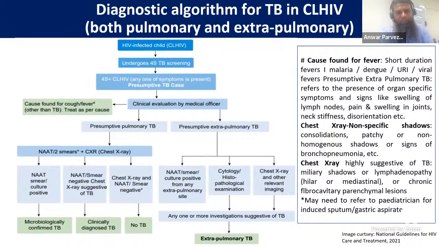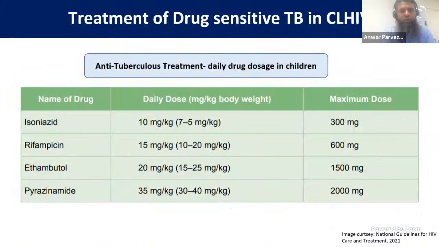And if there is presumptive extrapulmonary TB, again, CBNAAT is helpful if you can get the sample and send it for testing. If not, then in some situations, we rely on cytohistopathological examination. And in some situations, we just depend on radiological findings like X-ray, USG, or CT scan. Based on that, we decide if the patient has extrapulmonary TB or not.